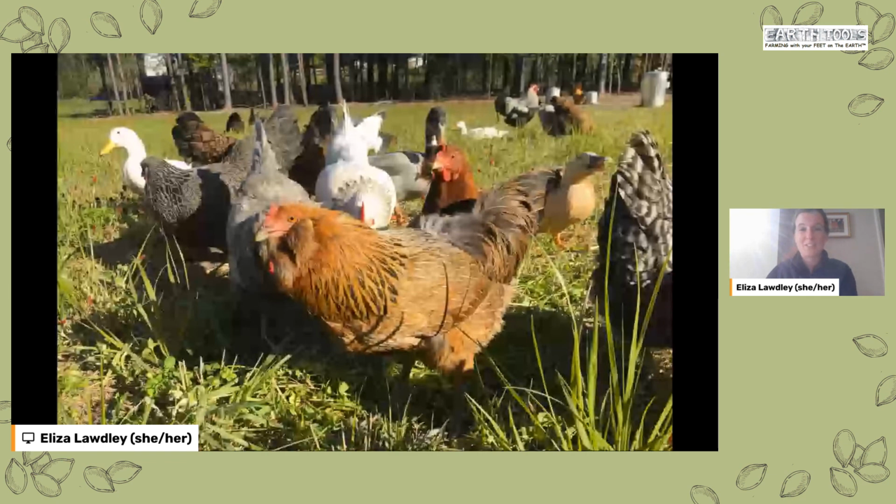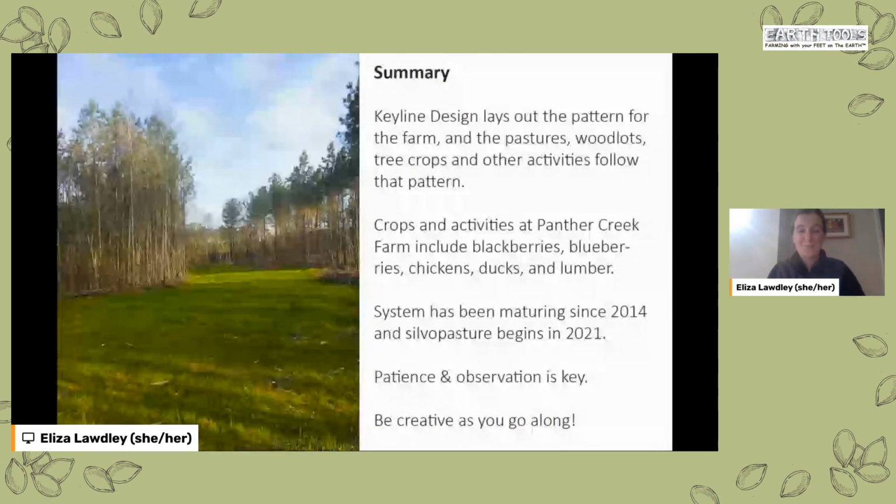So just to summarize, and we're going to wrap up, Keyline design is, again, a way to lay out a pattern for the farm. And it can lay out for both pastures, woodlands, tree crops, all of these different things, but other activities can then follow along on that pattern. Crops and activities at our farm include blackberries, blueberries, chickens, ducks, and lumber. But it really can be adapted to any system that you currently have. Our system's been maturing since 2014, and we're just now moving into silvopasture at this point.